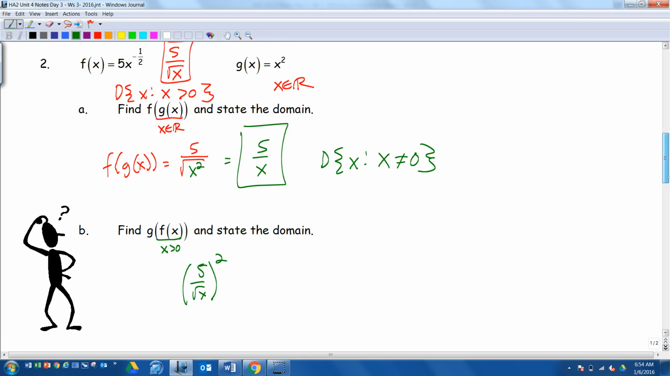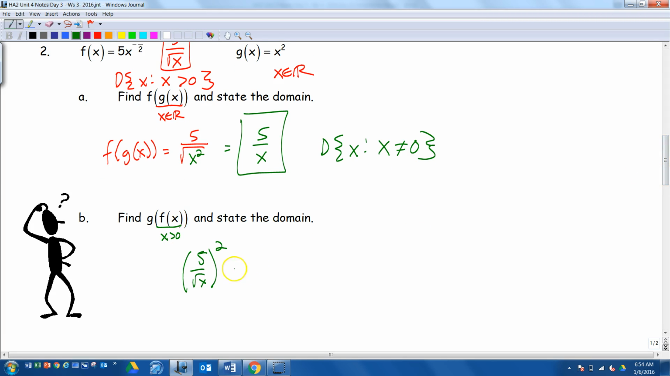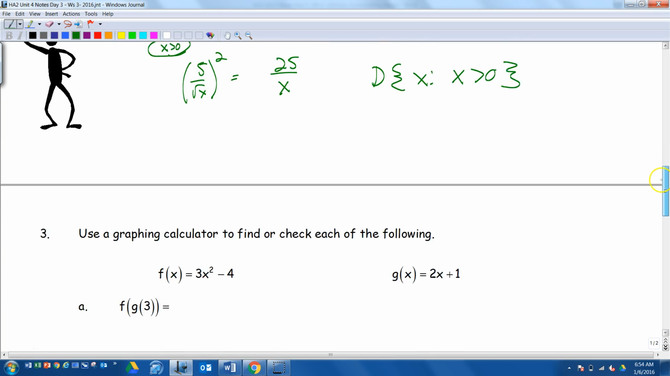Okay? Now what happens is we get 25 over x. Normally, you would look at this and say, oh, it just can't be 0. However, you have to look at the beginning restriction as well. In order for this problem to work, f of x could not be negative numbers or 0. So, we would say our domain is that x is greater than 0. It has to be greater than 0. Okay.